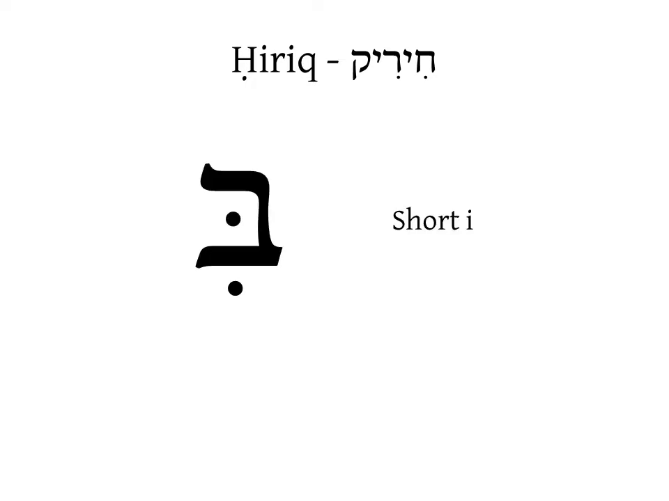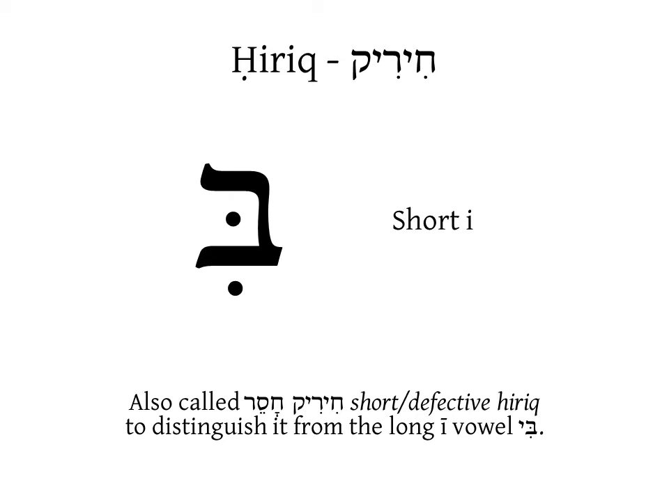Now we have simple chirik, a beit with a dot under it. B, short I. This is not the same as chirik yod, the long I that we learned in the previous video. Sometimes it is also called chirik chaser, short or defective chirik, to distinguish it from the long vowel we've already learned. So this is B, or even some people say B, but let's go with B, a short I.